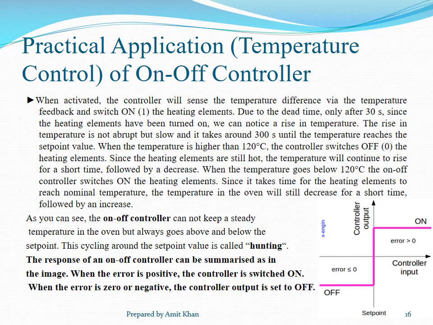As we can see, when activated, the controller will sense the temperature difference and it will be on or it will be off. The on-off controller cannot keep a steady temperature in the oven but always goes above and below the set point. This cycling around the set point value is called hunting.